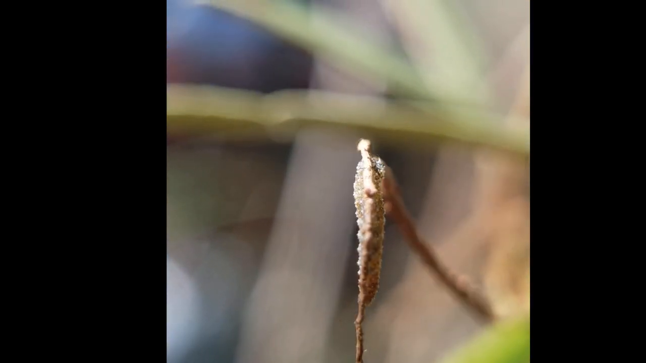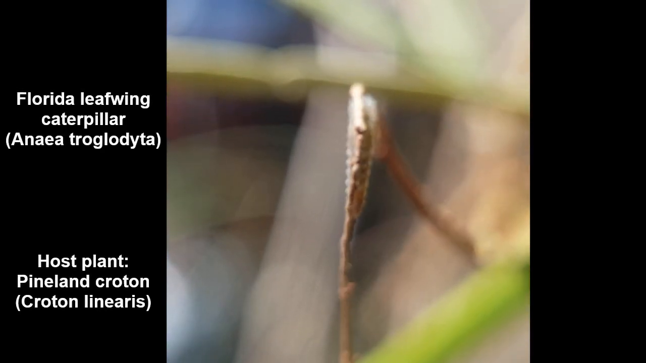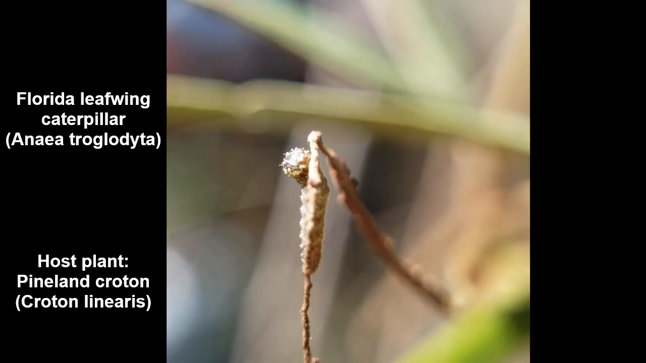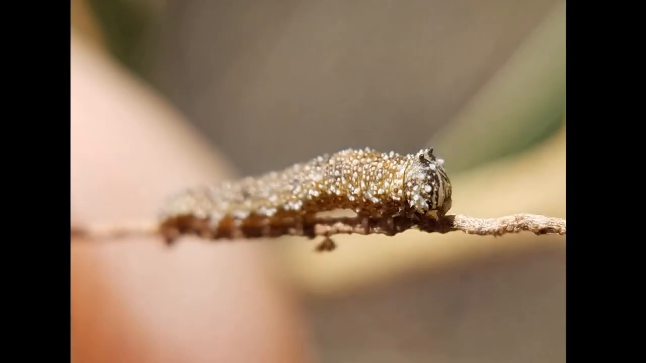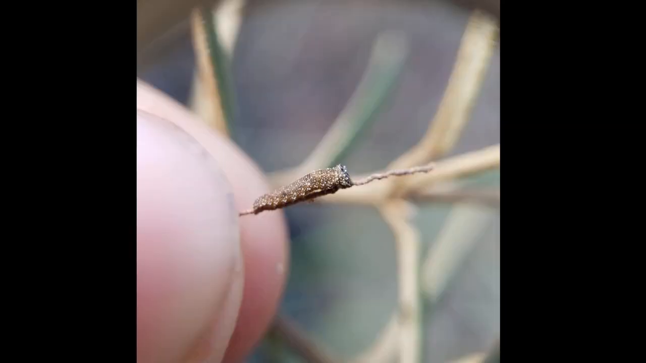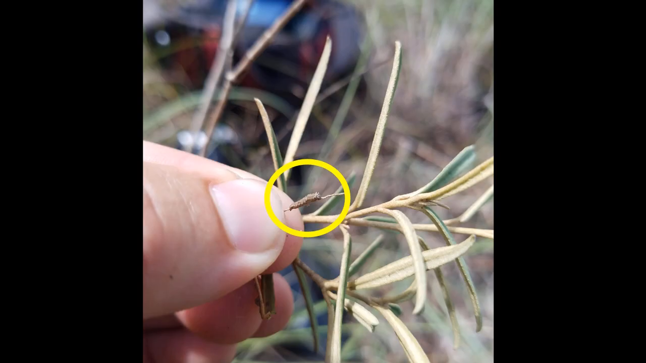So this is a Florida leafwing caterpillar. This was one of my goals, to find one of these. I've been wanting to find one for a while, and it's on its host plant, Pineland croton. It was eating it, as you saw in that video. This one was pretty small. You could see it next to my thumb here. I was taking a picture with my phone through a hand lens, and here you can see the size a little bit better.